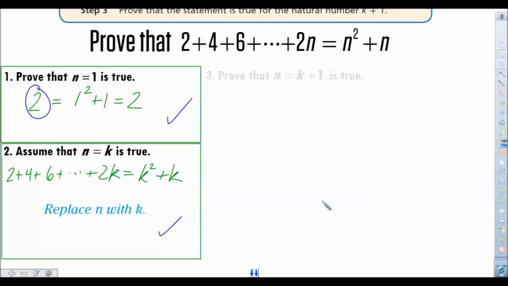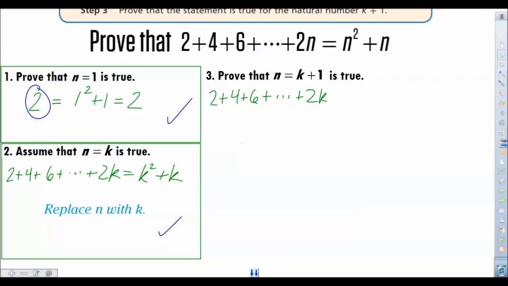Now the fun part, step 3. Now we have to set out to prove that n equals k plus 1 is true. What that is referring to is the term after the k term. So picture all the terms all the way out to k, like so. 2 plus 4 plus 6 plus all the way out to 2k. Now if k was, say, 30, then we would have the 30th term right there of 60, 2 times 30.